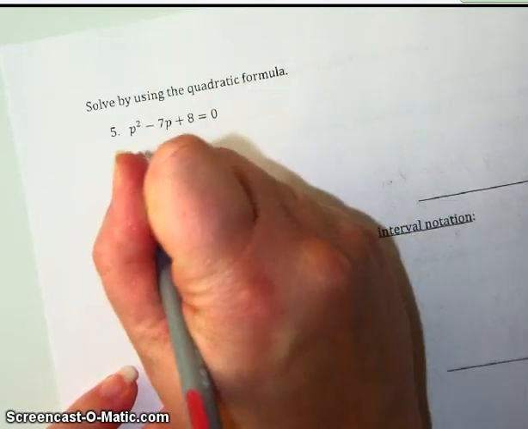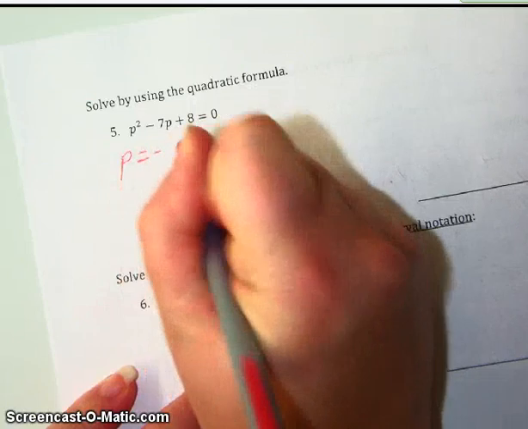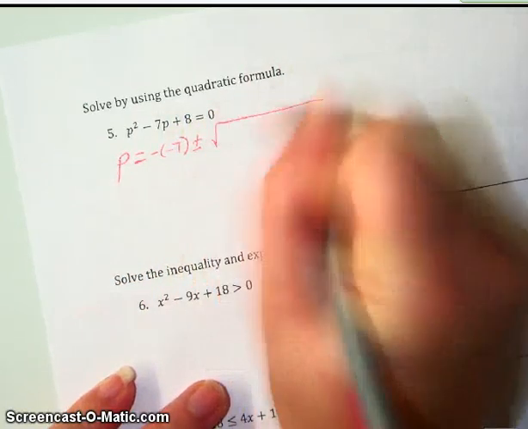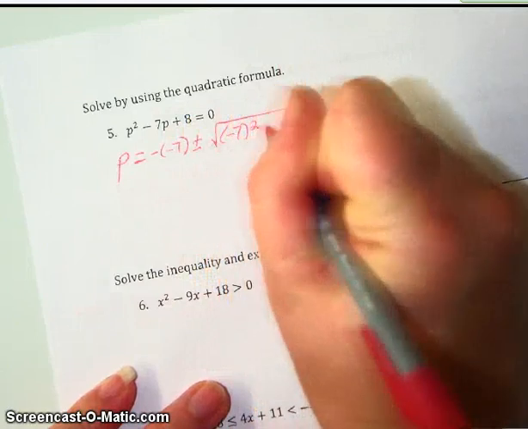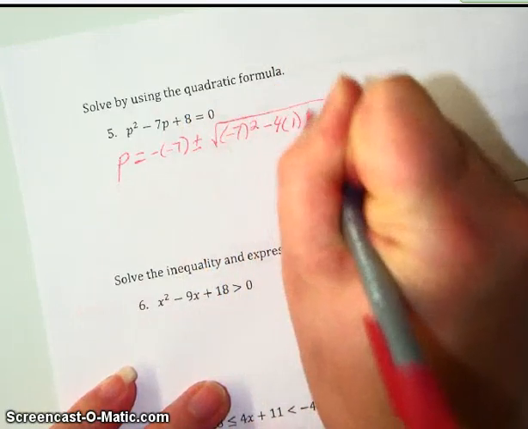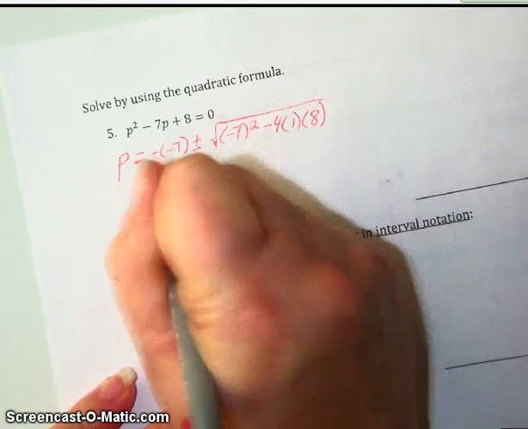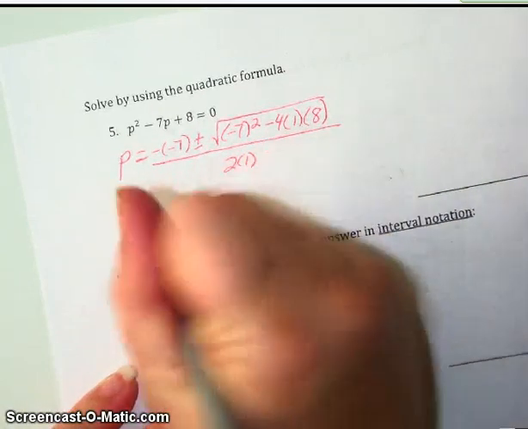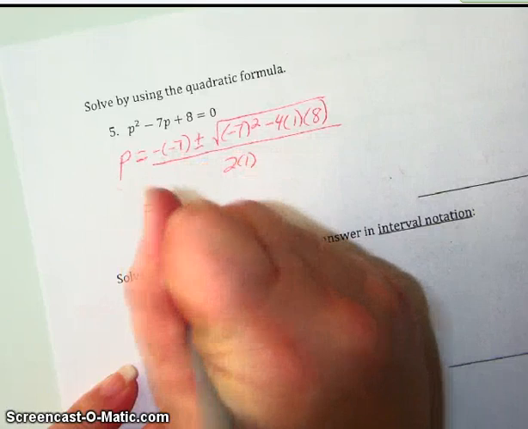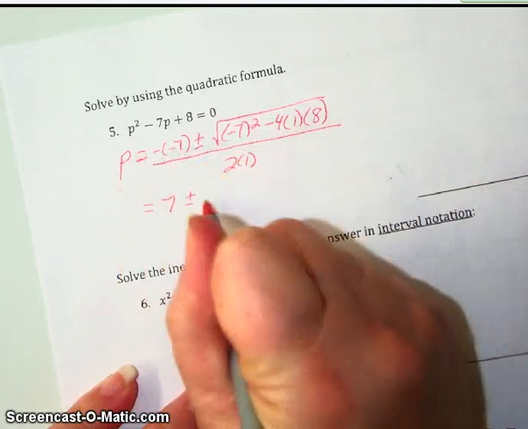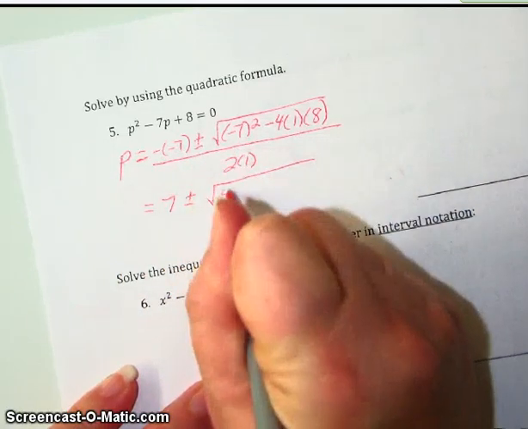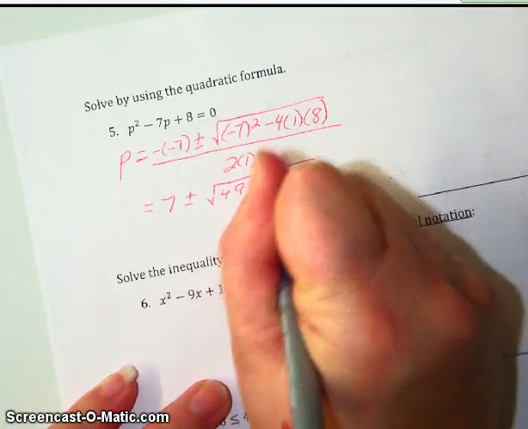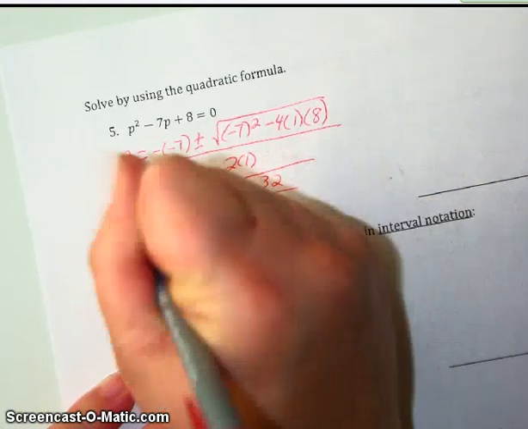So, P equals negative 7 plus or minus the square root of negative 7 squared minus 4 times 1 times 8 all over 2 times 1, okay? And then you simplify it. So negative 7 is positive 7, plus or minus the square root of 7 squared is 49. Negative 4 times 8 is negative 32, all over 2.